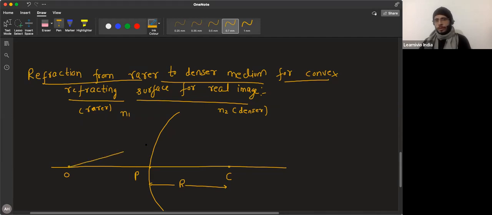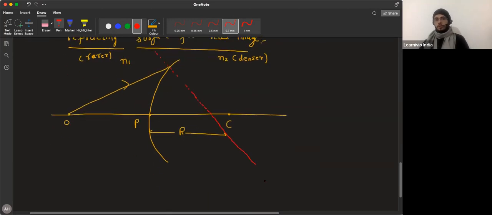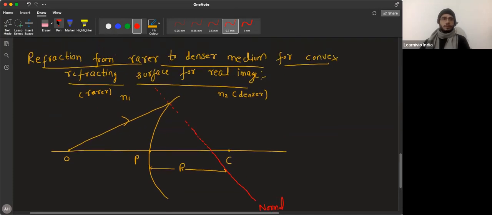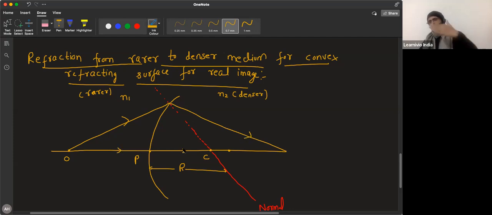So we take a light ray from the object and incident it over here. This is the normal. To draw the normal at any point, join that point with the center of curvature. So ray is moving from rarer to denser medium. How should it bend, towards the normal or away from the normal? Towards the normal. The ray passing through the pole will go straight without refraction, because a ray going normally will not refract. These two rays meet at this point, and we call this point the image.